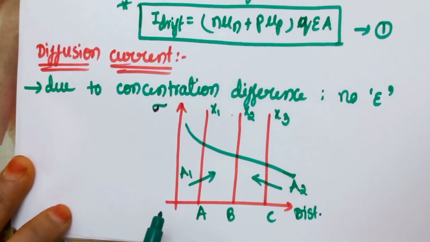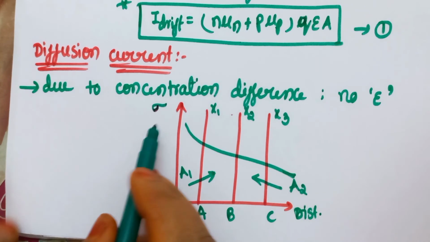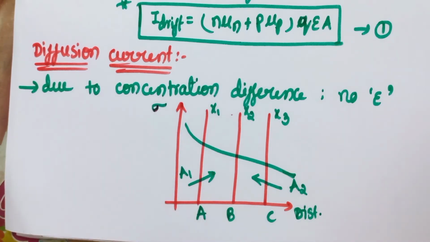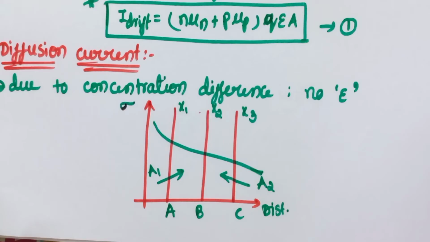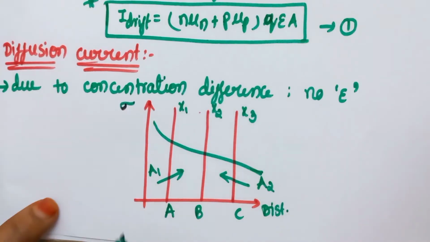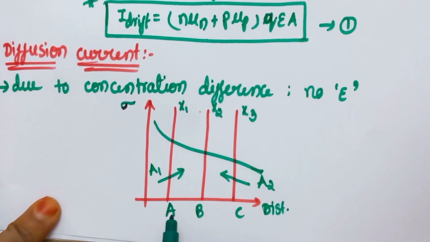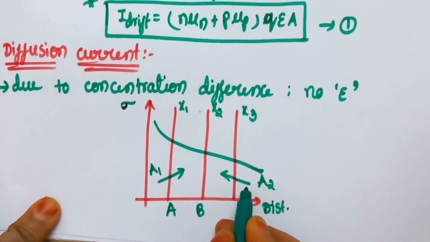So let us draw a graph that is showing this concept. Let the concentration of some carriers be as shown in this figure. That is the graph between concentration and distance along the semiconductor. The carriers are not uniform and vary as shown along the semiconductor length. Here we are assuming that the area A1 is greater than the area A2.